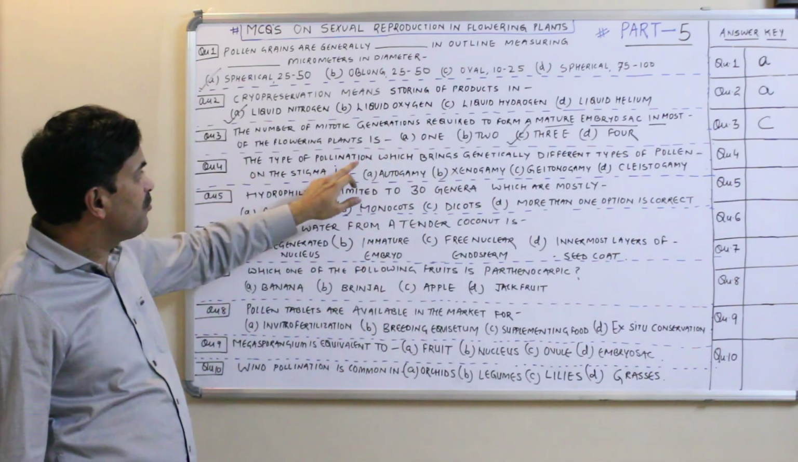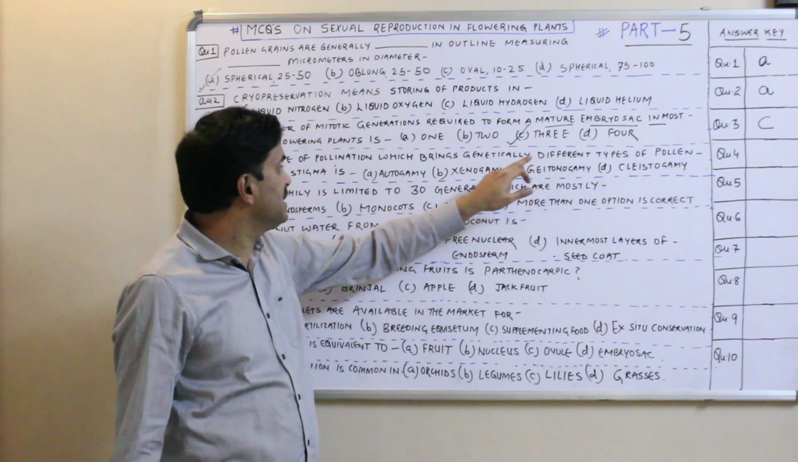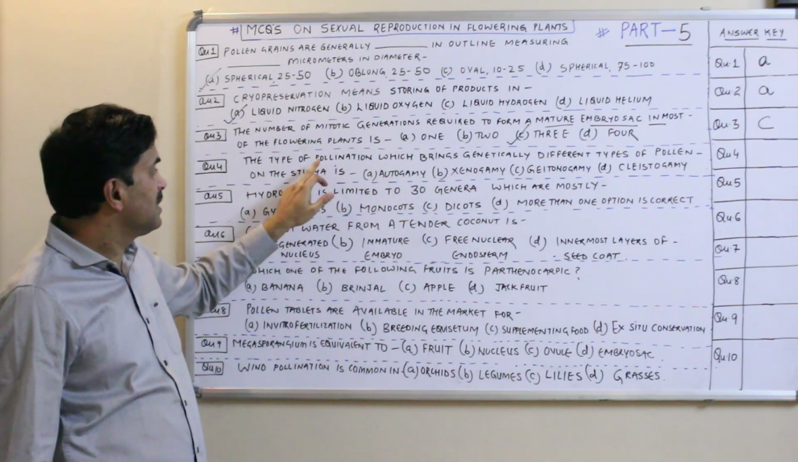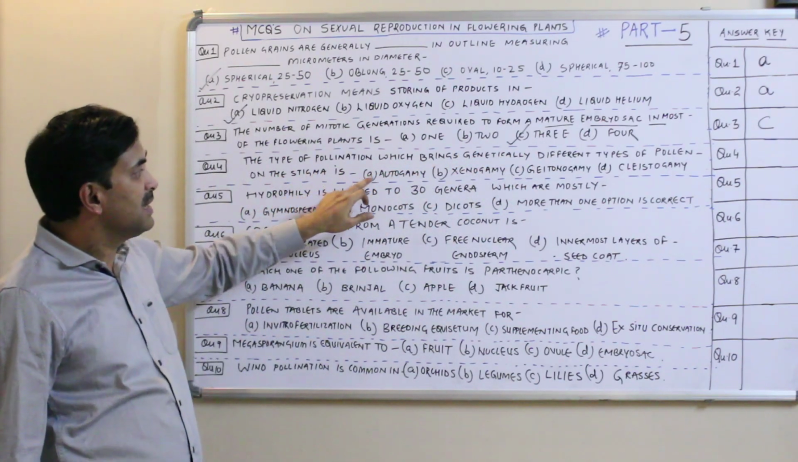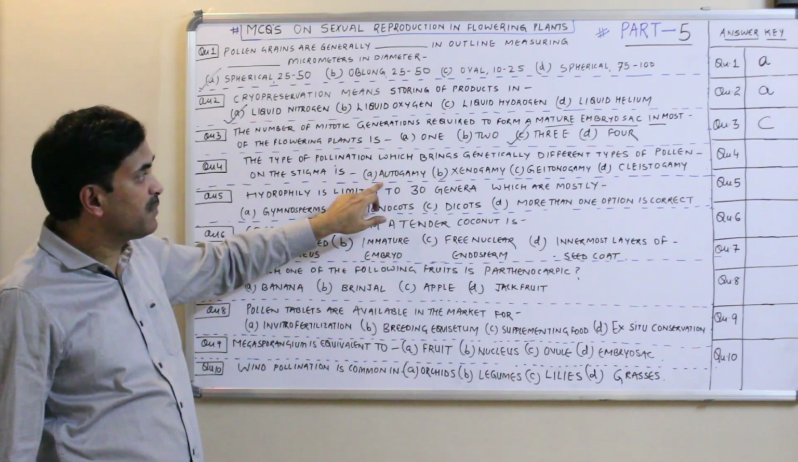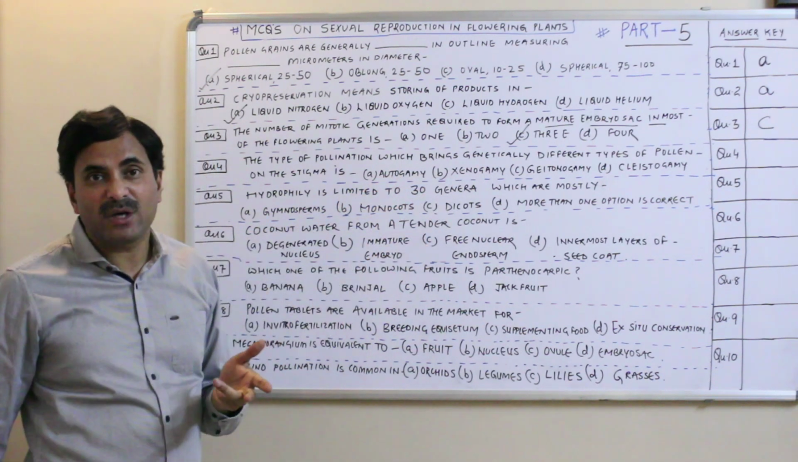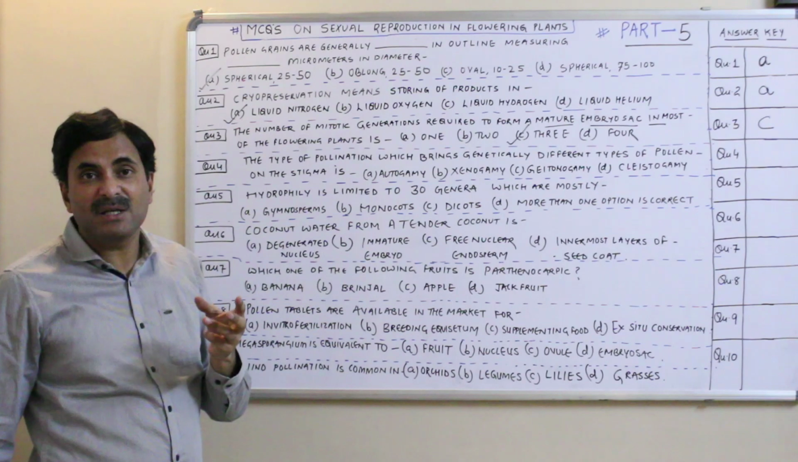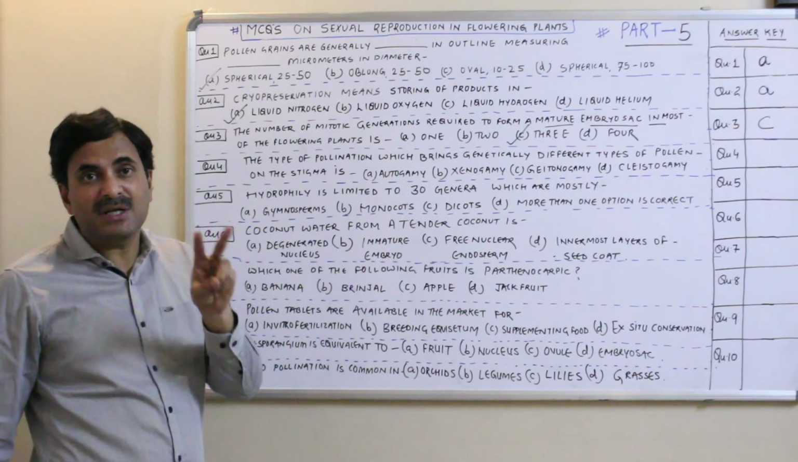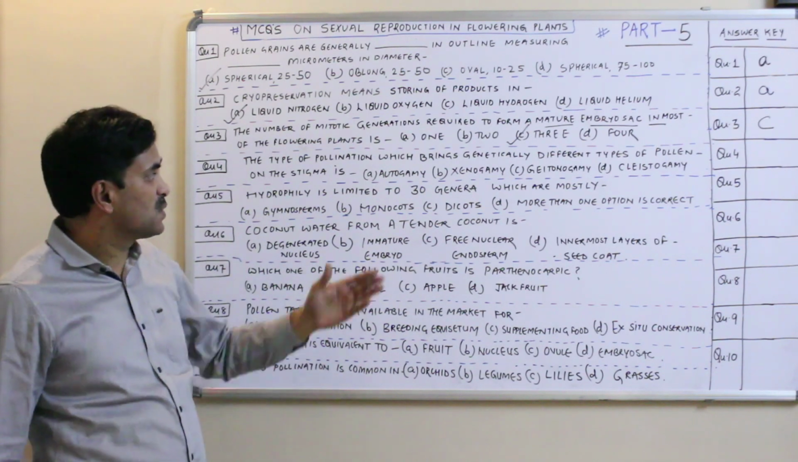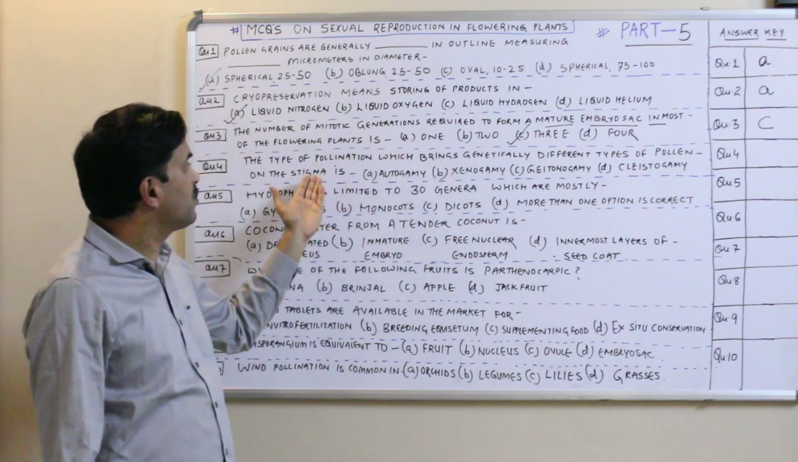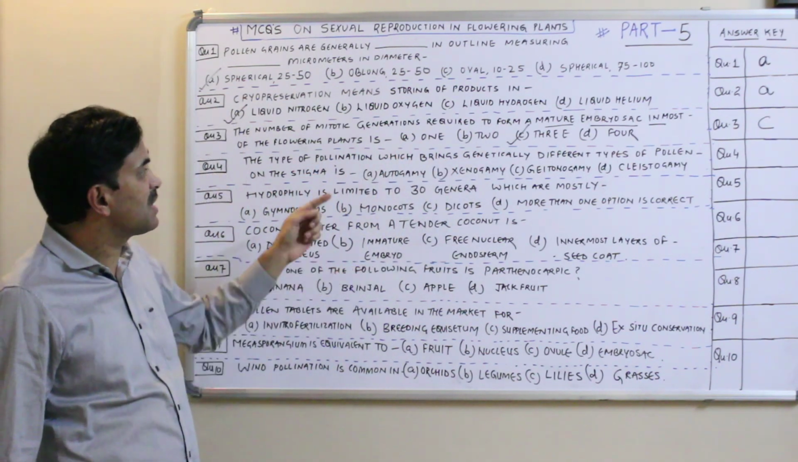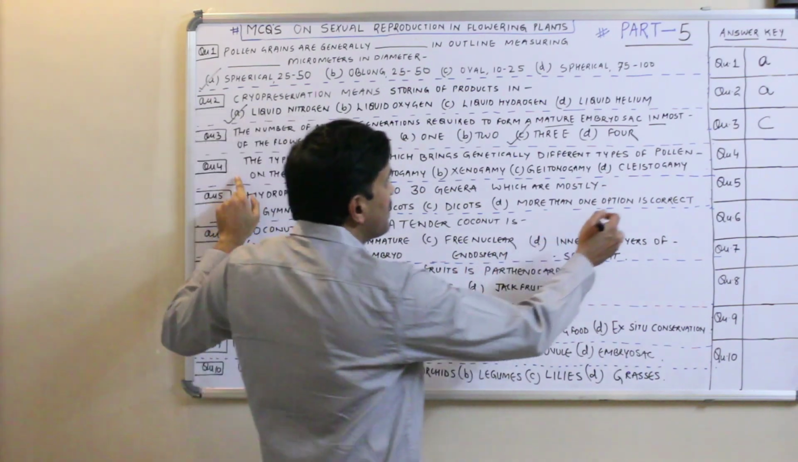Question number 4. The type of pollination which brings genetically different types of pollens on the stigma is. See, autogamy is self-pollination, so it will not produce genetically different types of pollens. Xenogamy, yes, what is xenogamy? It is the transfer of pollen grains between 2 flowers of different sexes found on 2 different plants. So of course in xenogamy, genetically different types of pollen grains will be dusted on the stigma. So question number 4 has the answer B.